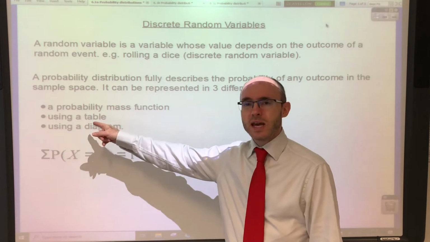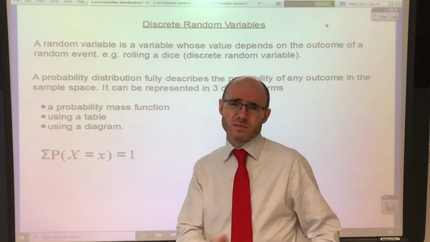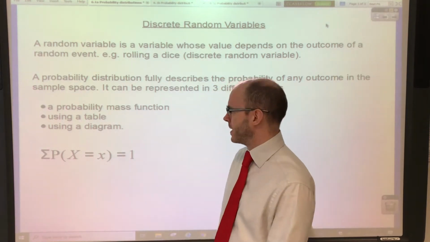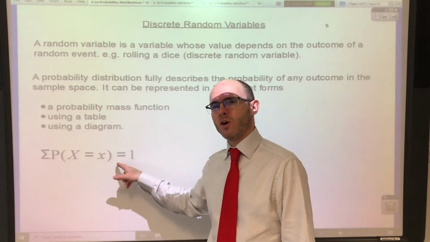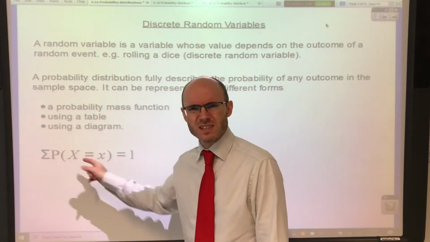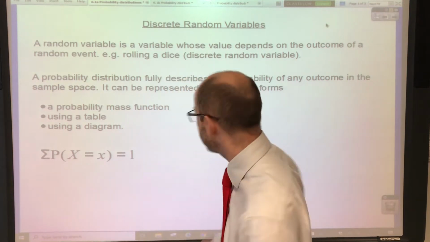Using a table, which is probably what you're more used to, and using a diagram, which is quite basic, really. It's year 7, year 8 probability stuff. Here's just a reminder that the sum of all the probabilities adds to 1. Now, what's all this bit about X equals x? This is what throws people somewhere. Well, let me try and explain it in the simple examples I've got to show you.